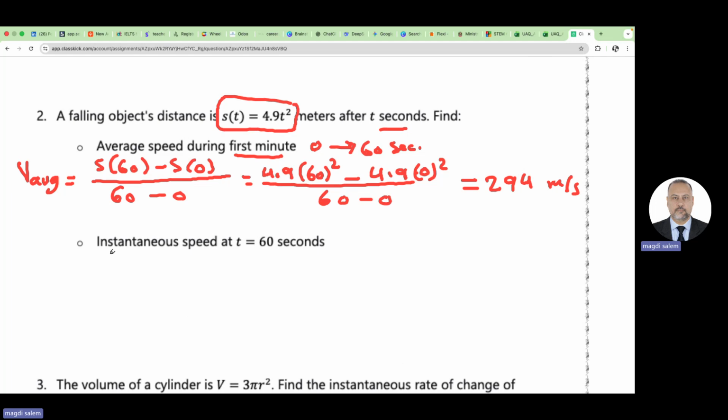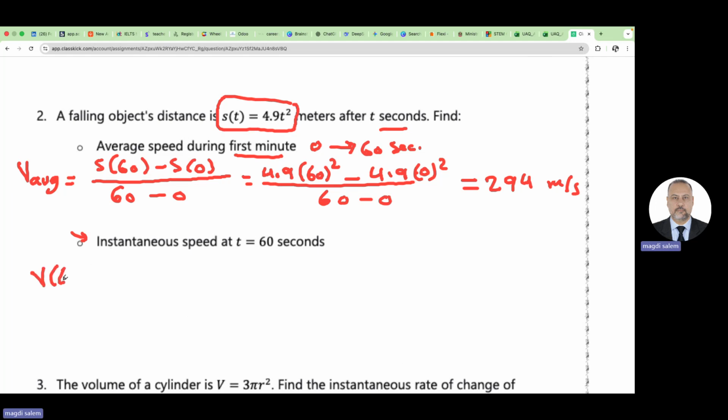And then you can find part 2. In part 2, he's asking about the instantaneous velocity or instantaneous speed. So you have a different formula for the instantaneous speed. Since t equal 60 seconds, you will use the 60 instead of a. So you will write the formula first.